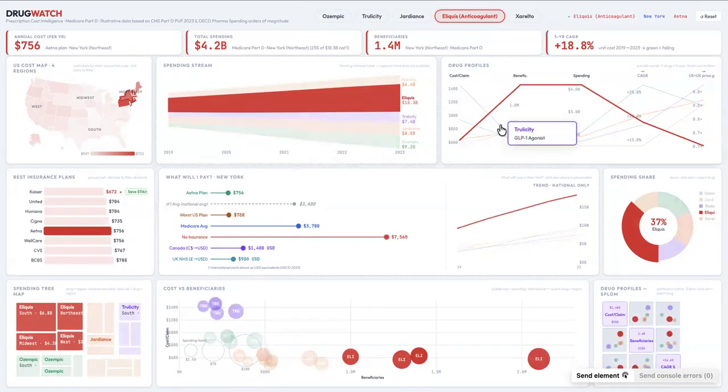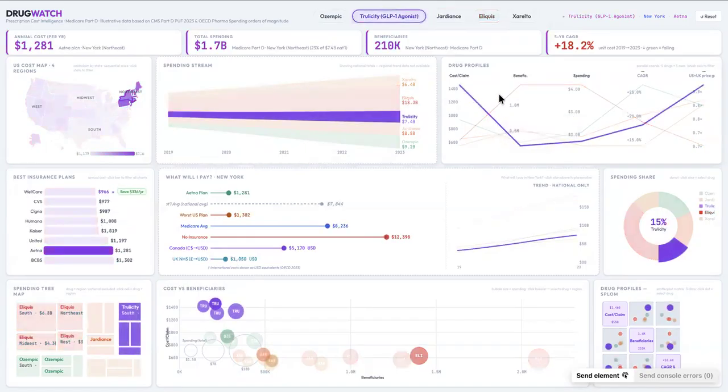These are the drug profiles shown by the parallel coordinate plots. This has five dimensions, from cost per claim all the way to US-UK gap ratios. We can also change the axes through this.